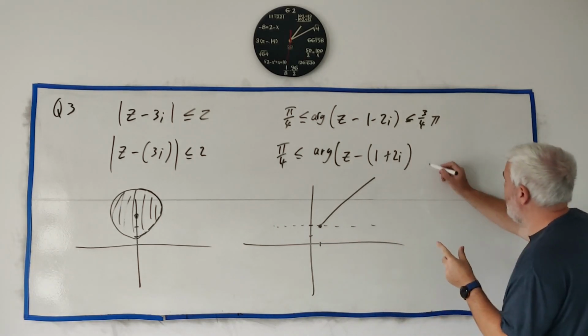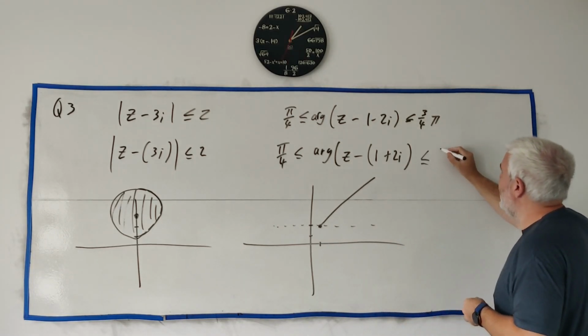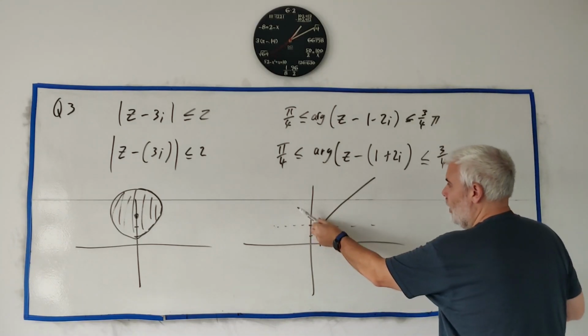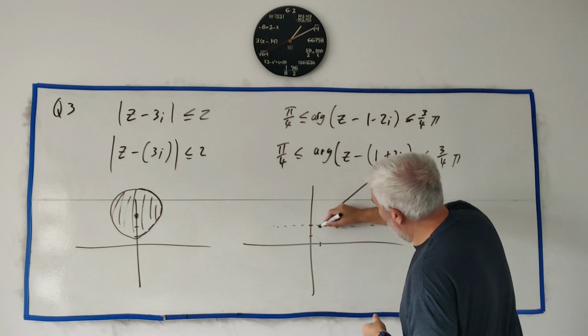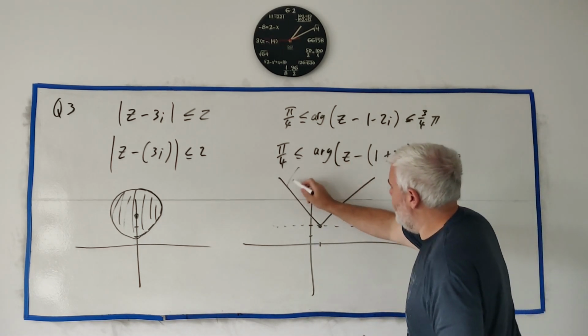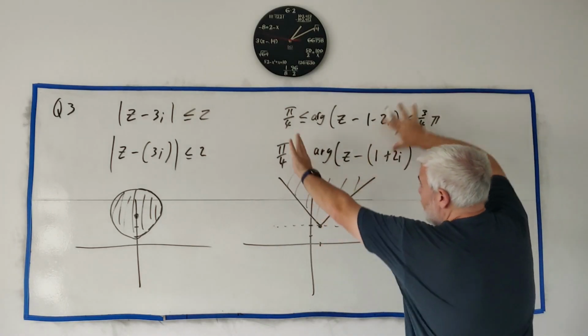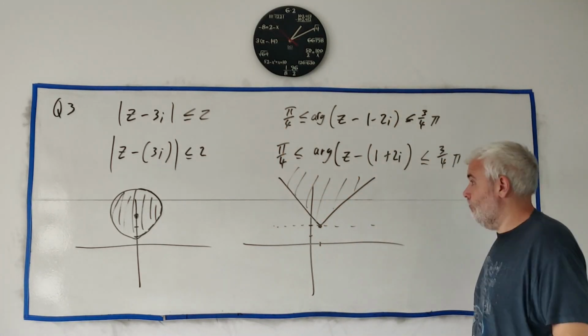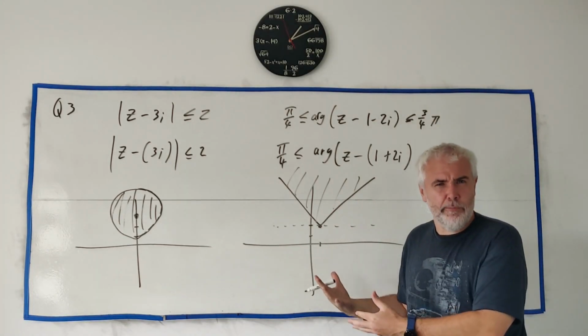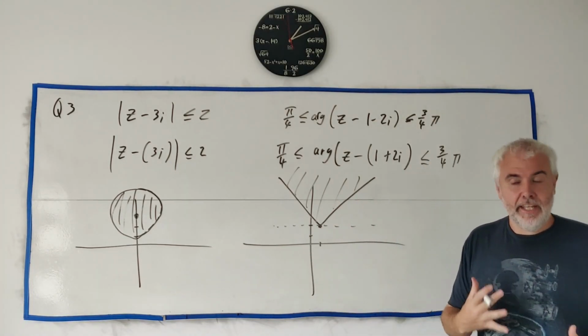Now that's not the only information they gave us. They also told us it's less than or equal to 3 over 4 pi. 3 over 4 pi is here, going up like that. So to be in between these, it's this whole world here. And this goes on forever up there. The final thing we have to do is just combine these. You didn't have to draw them separately. I was just doing that to help teach you.